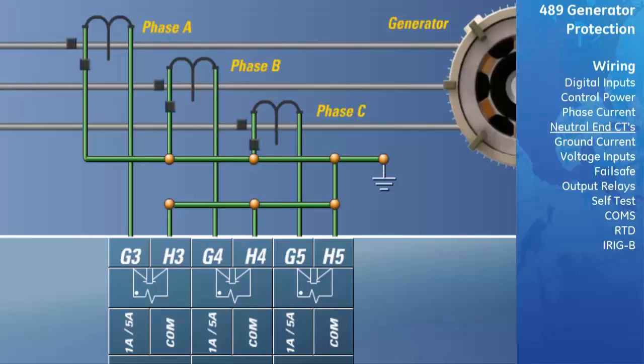The neutral CT secondary currents must be injected to the 489 relay so that their phase angle is offset by 180 degrees when compared to the output CT currents. Failure to wire these inputs correctly will cause maloperation of the differential element. In addition to the differential protection, the neutral NCTs are also used for the distance element and offline overcurrent protection. If the neutral NCTs have not been wired to the relay, these protection elements will not be available.